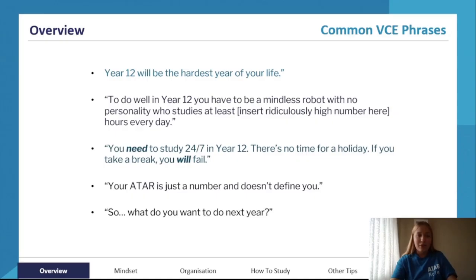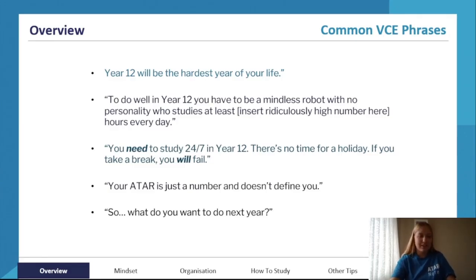So think forward, think ahead, think to the great things that you want to do, and let that motivate you. Another saying is something similar to, you know, to do well in year 12, you have to be a sort of mindless robot with no personality who studies a ridiculously high number of hours every single day. And that's absolutely not true.